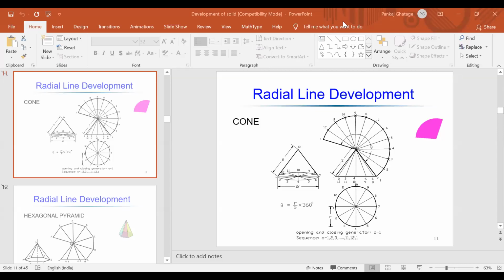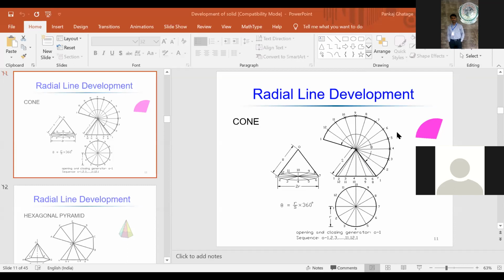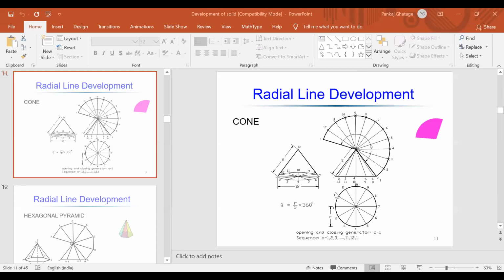If you observe here, when we open the cone, the shape would be like this, and the included angle between the two end generators is required to be calculated. So how is it calculated? Theta is equal to r by s into 360, where r is the radius of the cone and s is the slant generator or end generator. If you calculate r by s into 360, you will get the included angle.